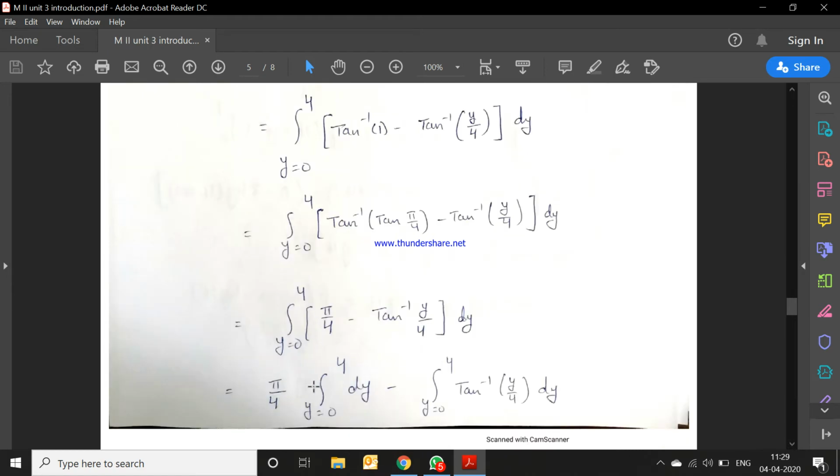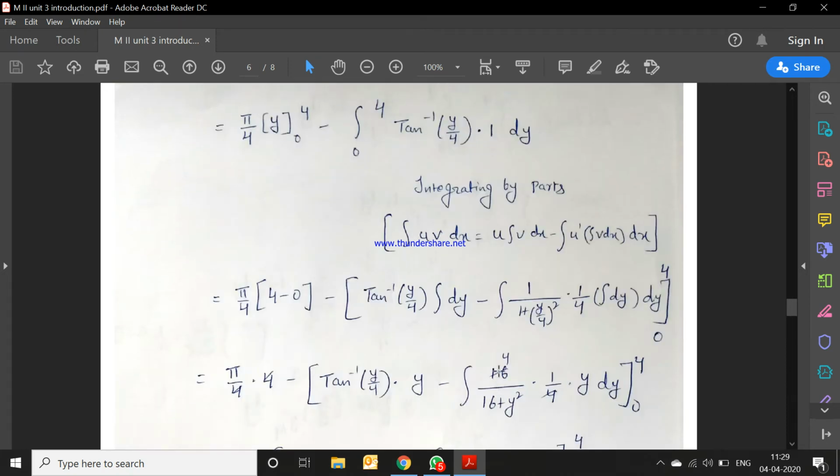Pi by 4 is a constant, right, outside, and separate the integrations of the two functions here. Integral 0 to 4 dy and minus integral 0 to 4 tan inverse of y by 4 dy. Here we don't have direct integration for tan inverse, so it is integrate by parts. So that's why I'm multiplying with 1, and integral dy is y. Limits are 0 to 4.